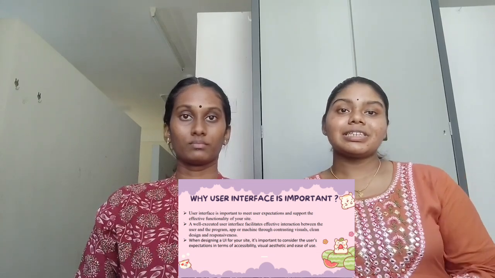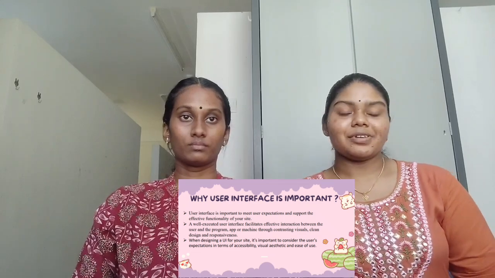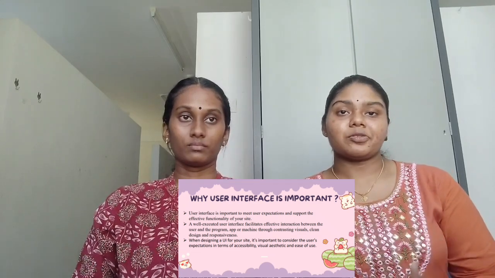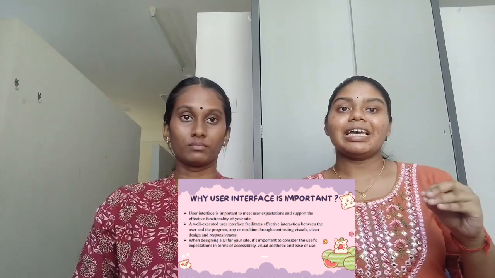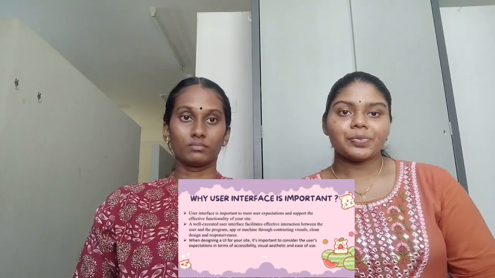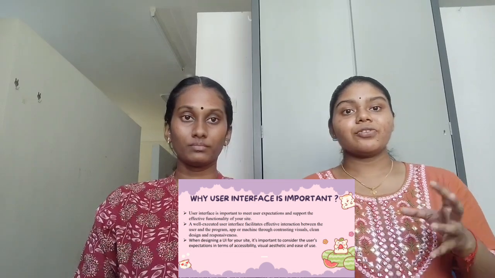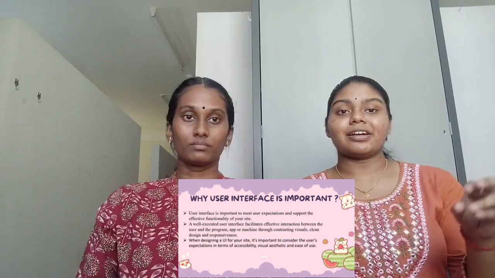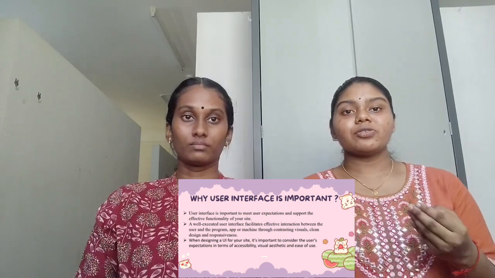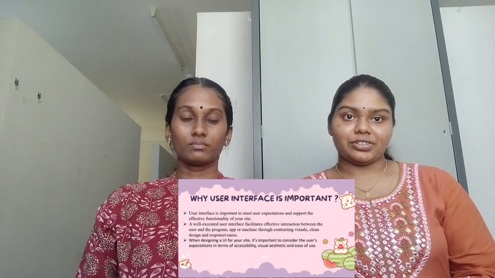Okay, so the third point is when designing a UI for a system, it's important to consider users' expectations in terms of accessibility, visual aesthetic, and also ease of use. So for example, when we create a system for kids, in the system we definitely are gonna have colorful backgrounds and cartoon pictures like that, right? Because we want to meet the kids' expectations. So that's the example for this point.